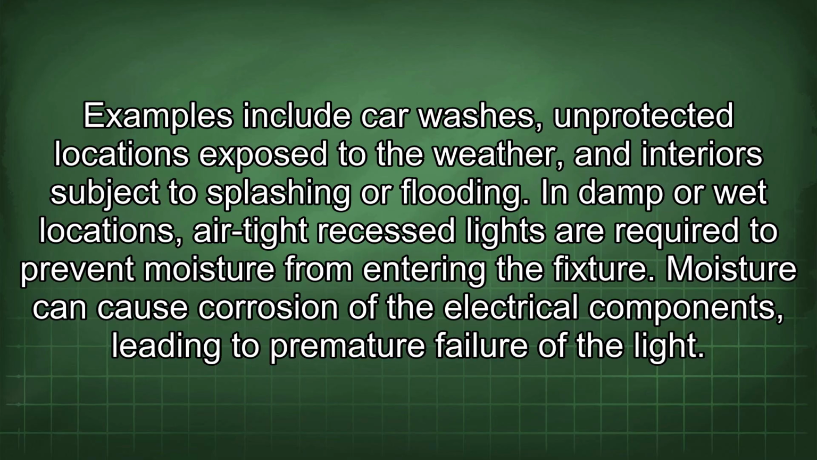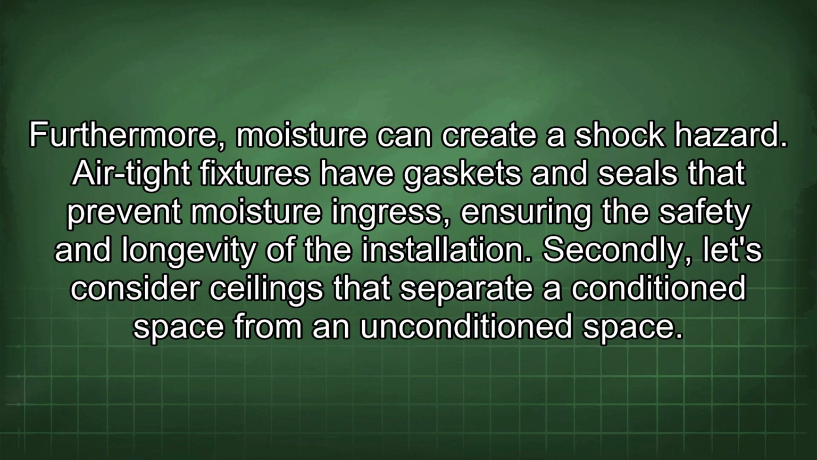In damp or wet locations, airtight recessed lights are required to prevent moisture from entering the fixture. Moisture can cause corrosion of the electrical components, leading to premature failure of the light. Furthermore, moisture can create a shock hazard. Airtight fixtures have gaskets and seals that prevent moisture ingress, ensuring the safety and longevity of the installation.